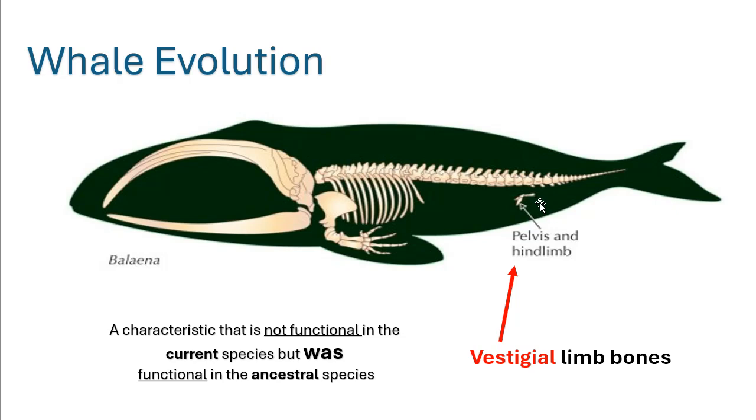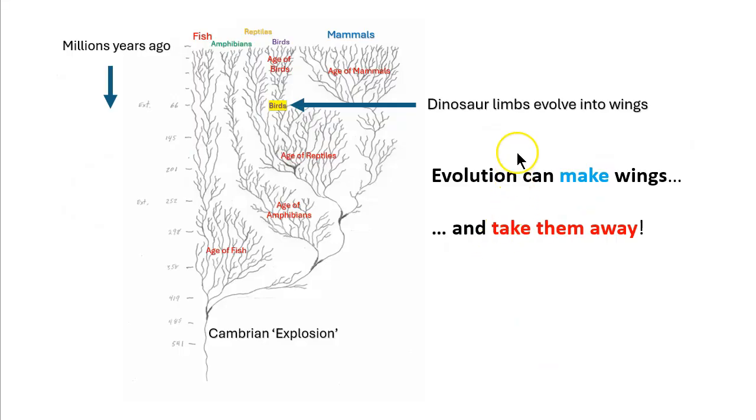Now this is what scientists today call vestigial structures, and Darwin understood the importance of these structures. What does vestigial mean? It's a characteristic that is not functional in the current species, but was functional in the ancestral species. So the existence of vestigial structures was a challenge to Christian thinkers. Why would God make whales with these little tiny bones that don't do anything? Well, Darwin had an answer, that they are vestigial. They did have a function in the ancestor, but over time, evolution modified these creatures for life in a new environment, the oceans.